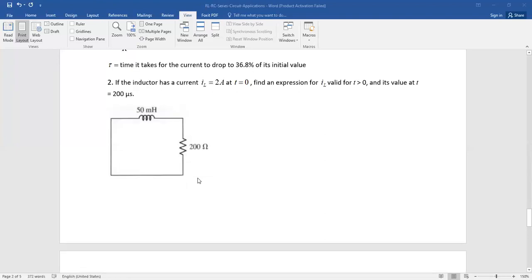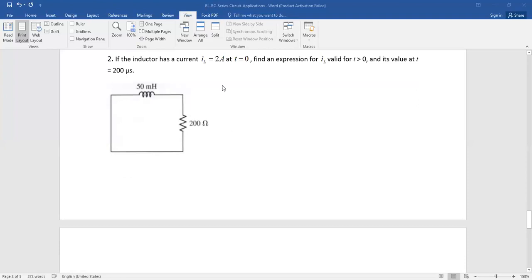Okay, so I will read the problem. Number 2, if there aren't any questions. If the inductor has a current of 2 amperes at time equal to 0, so still on the RL circuit, meaning this is your I sub O, find an expression for I sub L valid for t greater than 0, and find its value, the I, at t equal to 200 microseconds. That's our problem.